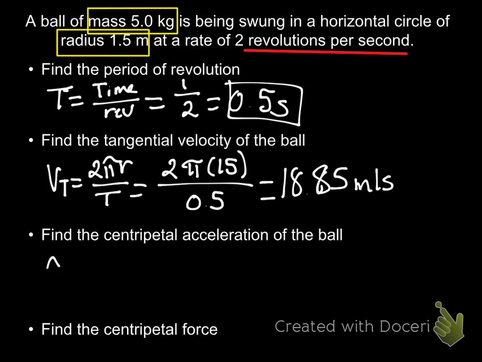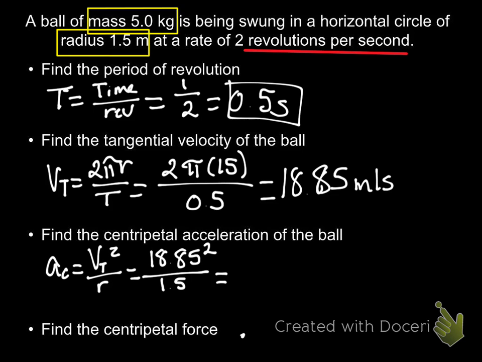So our next part is to find the centripetal acceleration. Centripetal acceleration is the tangential velocity squared divided by the radius. We know our tangential velocity is 18.85, so we need to square that and divide by our radius, which is 1.5. Most people, if you're going to make a mistake on this step, one of two things happen. Either you forget to square, or you use the period as opposed to the radius. I'm not sure why, but that's just a common mistake that happens.